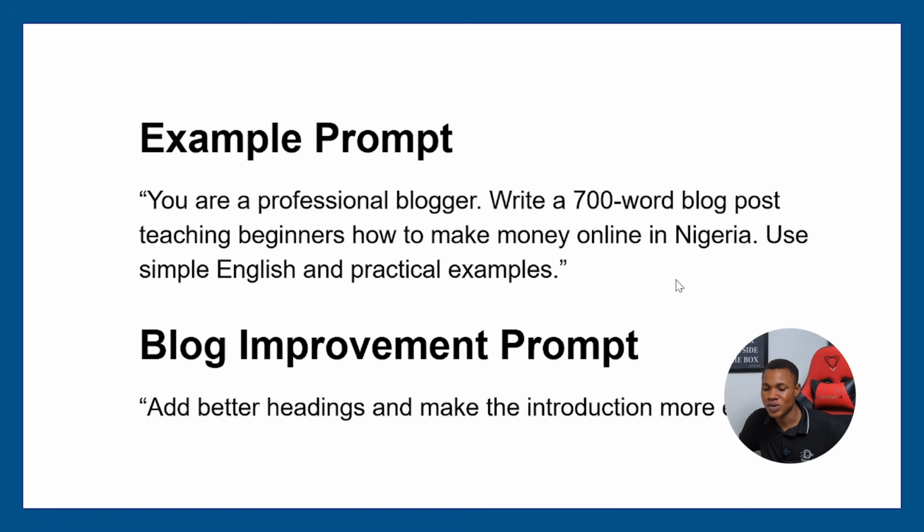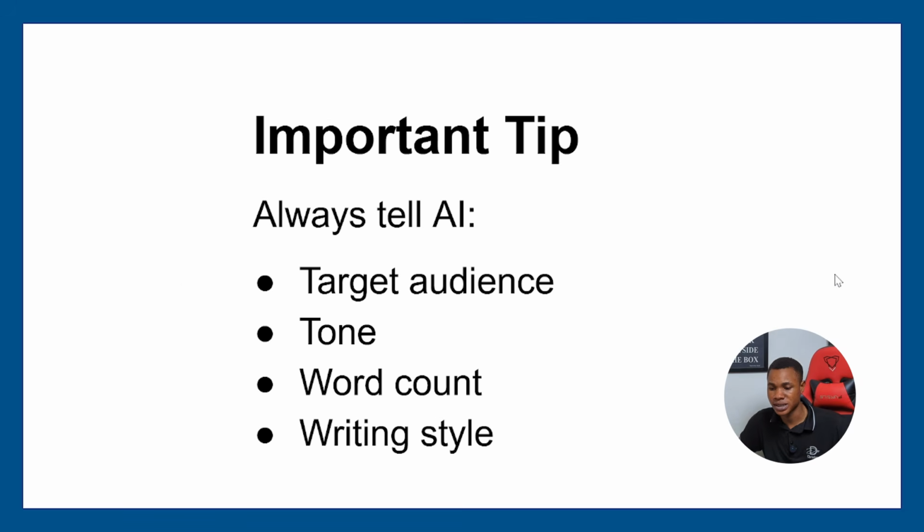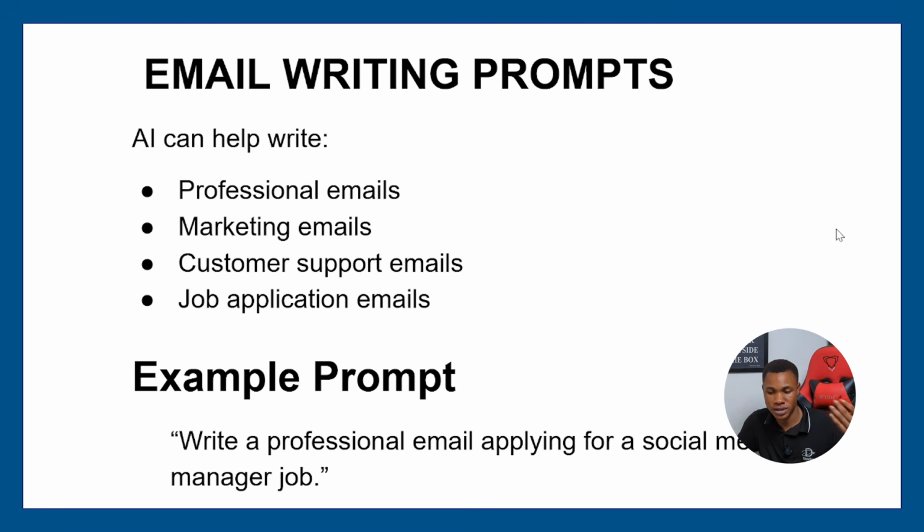So example prompt: you are a professional blogger, write a 700-word blog post teaching beginners how to make money online in Nigeria. Use simple English and practice. This one is actually very basic. For those of you who are bloggers, send me a DM. Let me help you to do that. Important tip: always state the AI's role, target audience, tone, word count, and writing style. This is what we have been talking about.